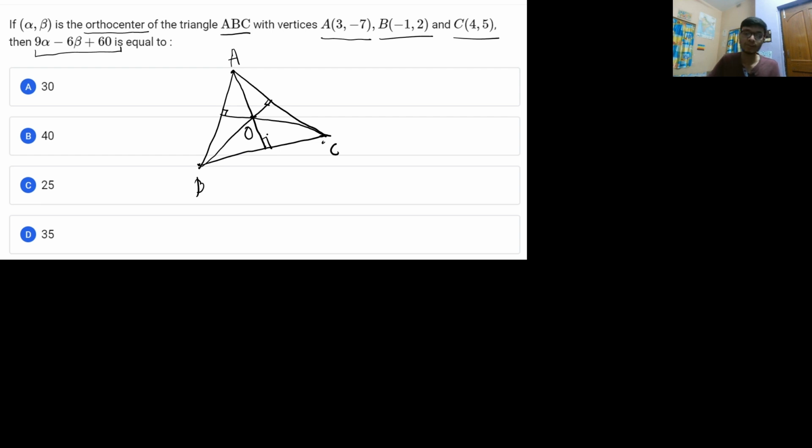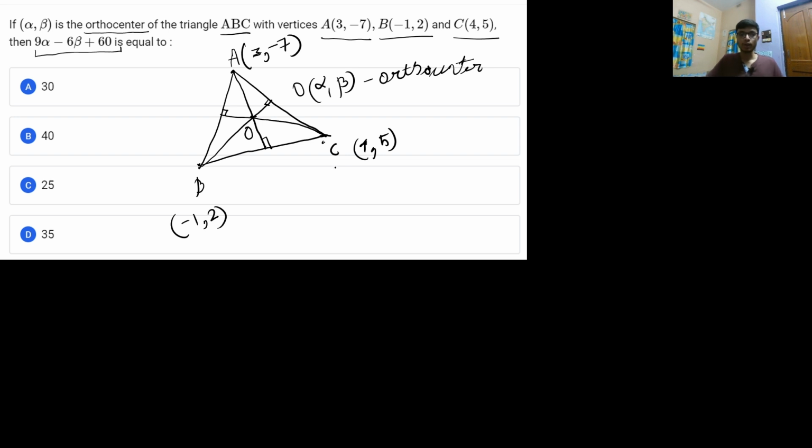So I label this orthocenter as O, and in the question, the orthocenter is given as (alpha, beta). Now we are given the vertices A, B and C. So let us write these vertices out. A is (3, -7), B is (-1, 2), and C is (4, 5). So how do we calculate the orthocenter?